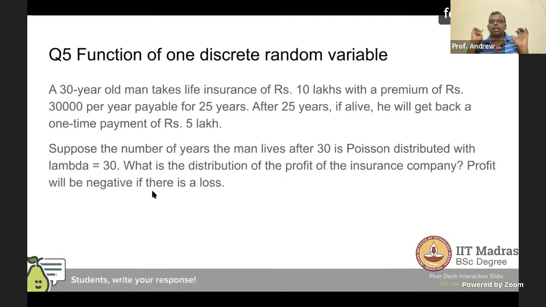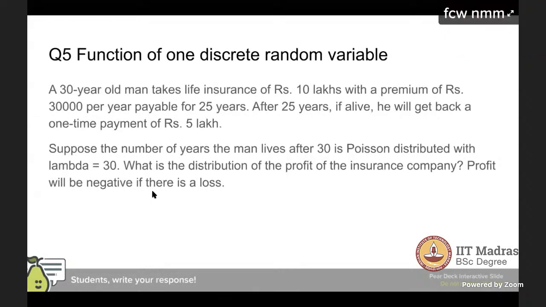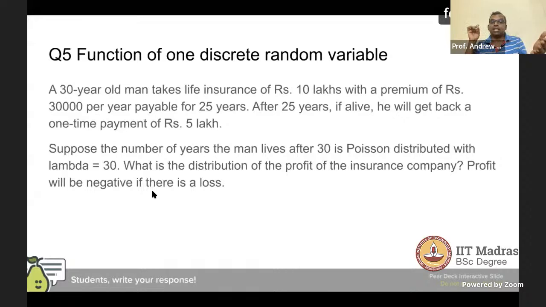It's definitely a function. For instance, if X is one, unfortunately, if the person dies within 1 year of taking this policy, then the company would have collected just 30,000, and they would have paid 10 lakhs. So there's a huge loss for the company. And likewise, you can start calculating. So there is a function of this random variable X. I just want to convince you that in every single situation where random variables are used, functions of random variables occur very naturally. It's very important to understand that, and there's no need to be surprised by it. I'm not going to solve this particular problem for you. It's an exercise. You can enjoy your solution.